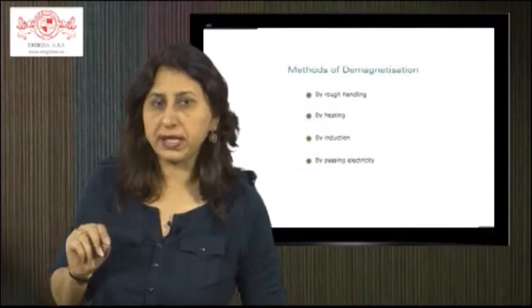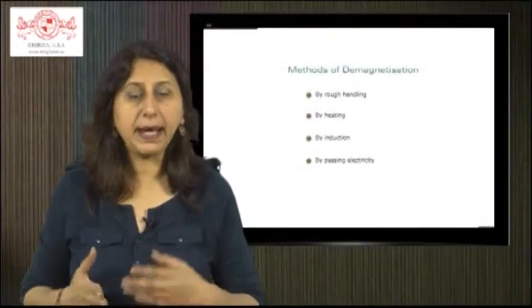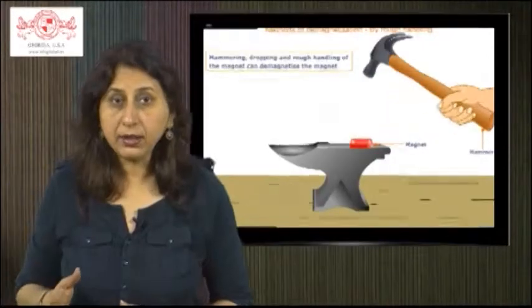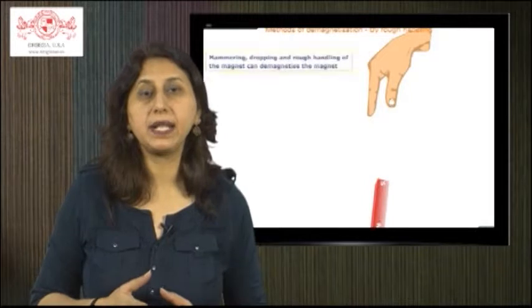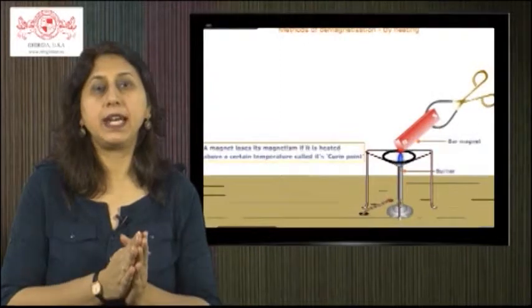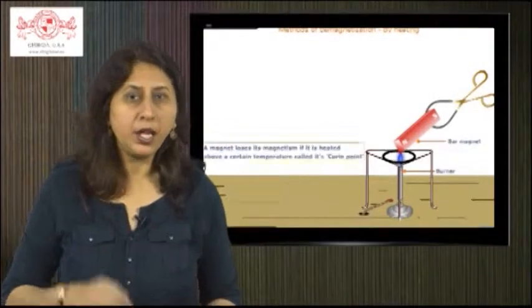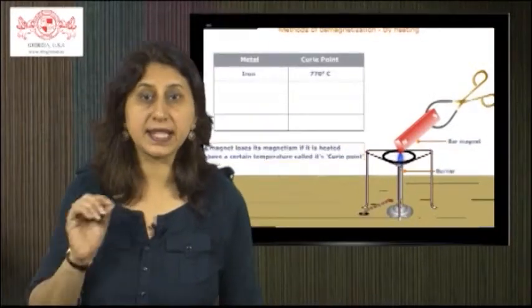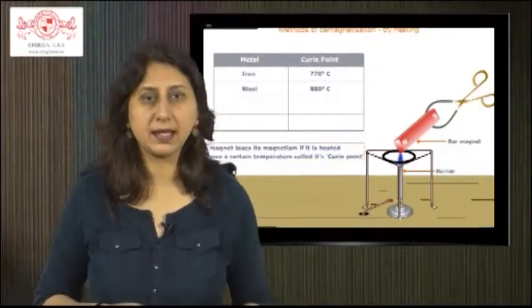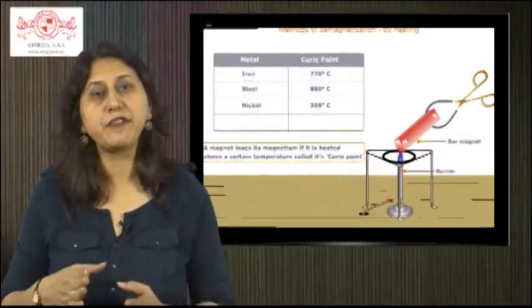The magnetic property of a magnet can be totally or partially destroyed by rough handling, by heating, by induction, or by passing electricity. Hammering, dropping, and rough handling of the magnet can demagnetize the magnet. A magnet loses its magnetism if it is heated above a certain temperature called its Curie point. The Curie point for iron is 770 degrees Celsius and that of steel is 880 degrees Celsius. The Curie point for nickel is 358 degrees Celsius and that for cobalt is 1121 degrees Celsius.